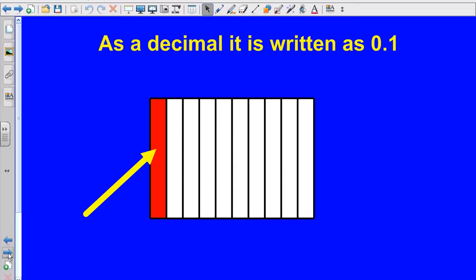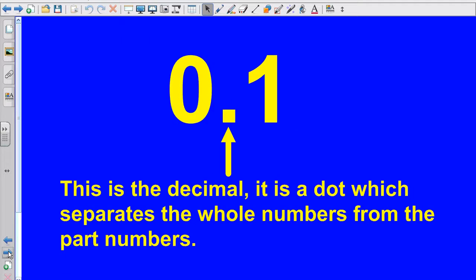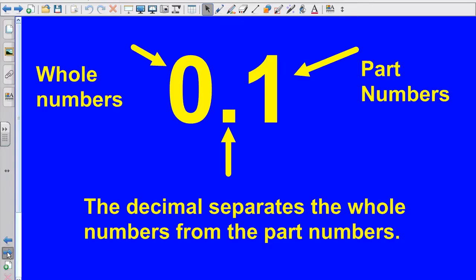This is a review. Now we're going to take it, and we have 0.1. We said 0.1 was how we said it. It was also written as 1/10. The 0 is on the whole number side. The decimal is the divider, and the 1 is the tenth part. That's the part of the whole. Now, we did this already.